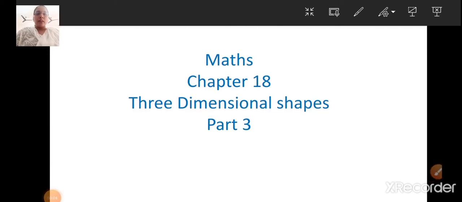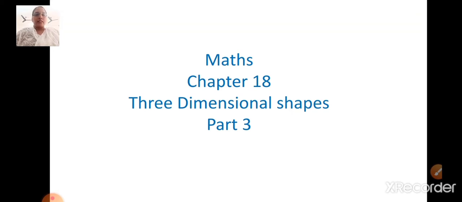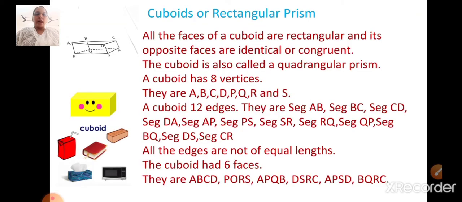We'll continue with the same chapter, that is chapter number 18, three-dimensional shapes. Let us revise what we have learnt in our previous class. The first shape which we had learnt is about cuboids. Cuboids is also known as rectangular prism, and it is also known as quadrangular prism.